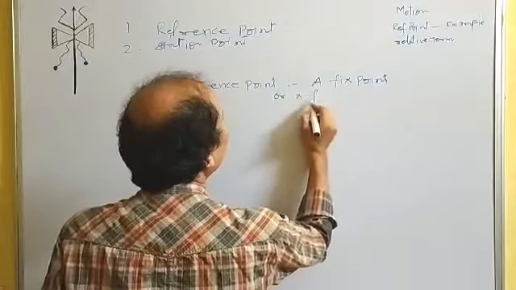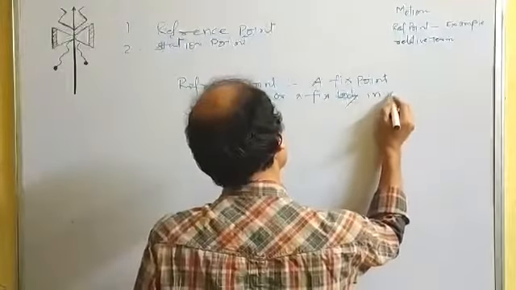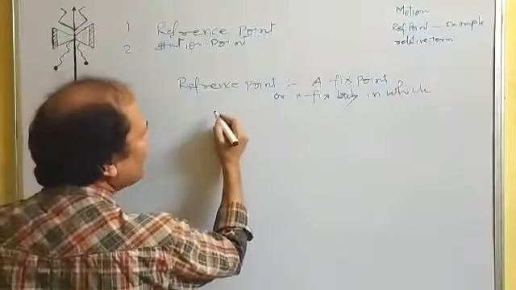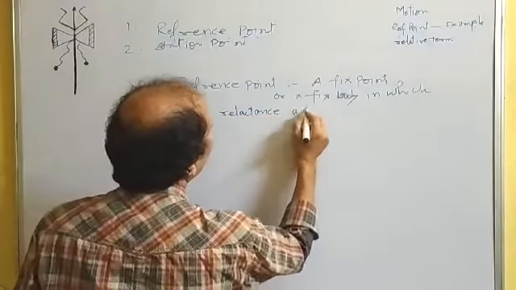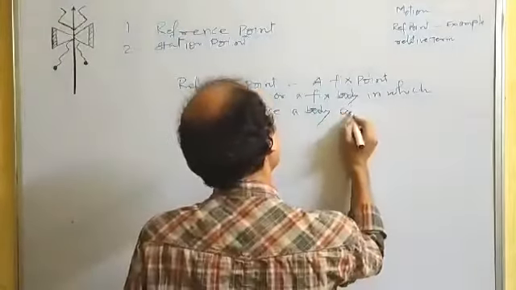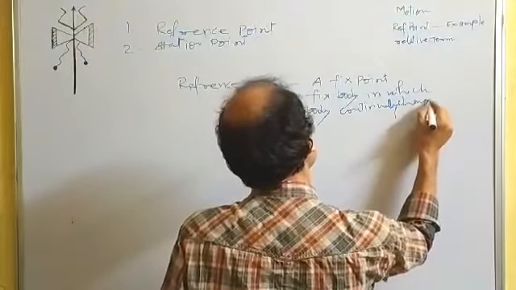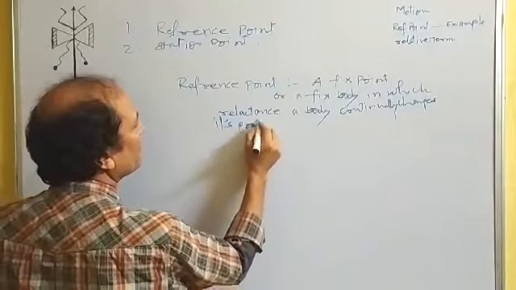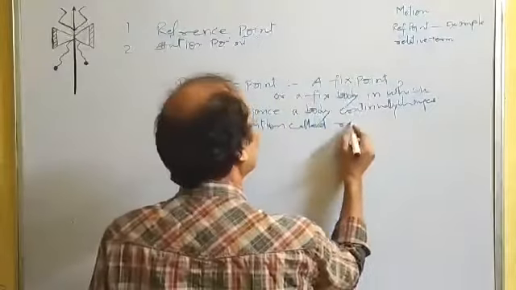or a fixed body with respect to which a body continually changes its position is called a reference point.